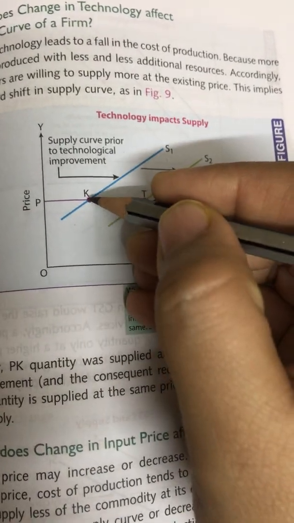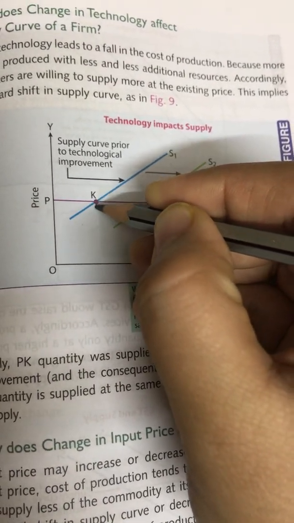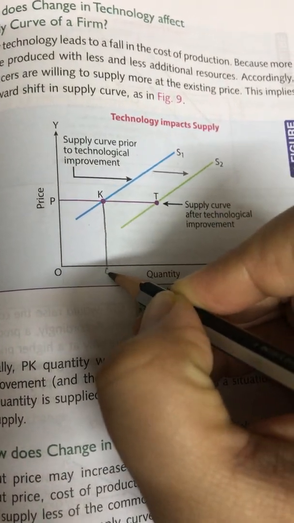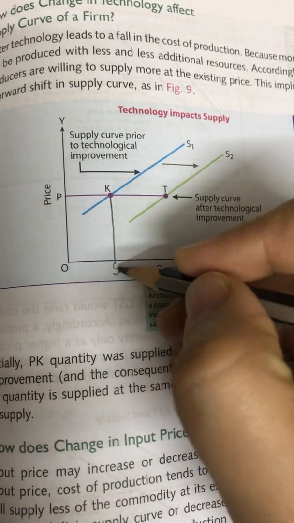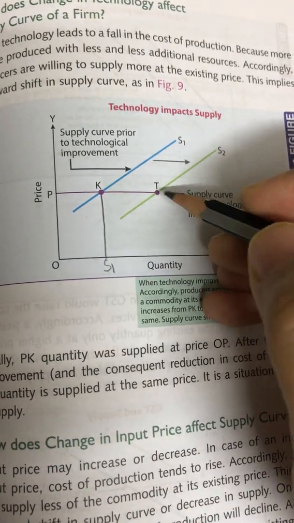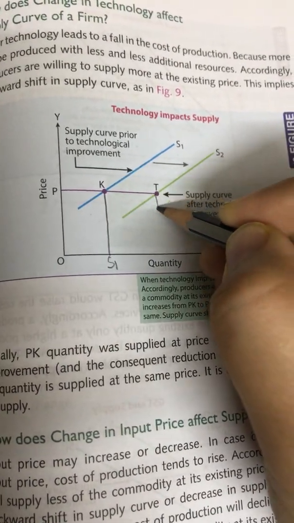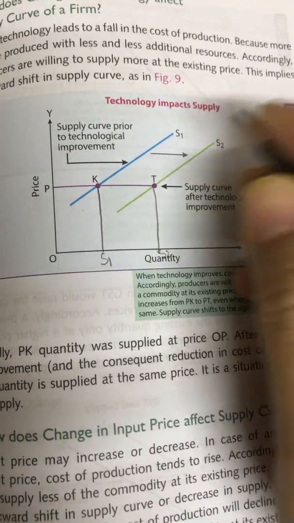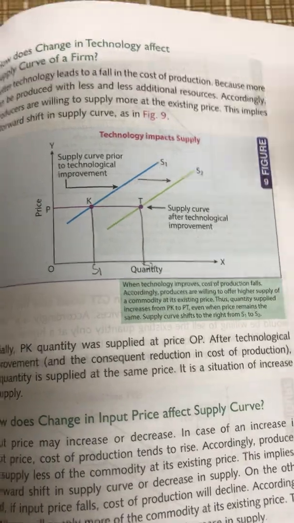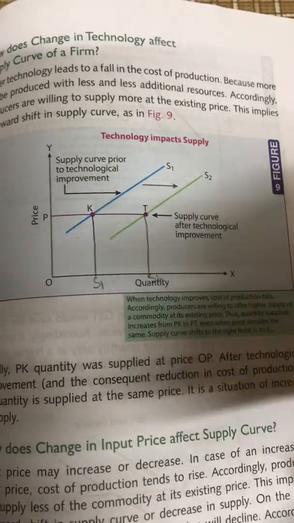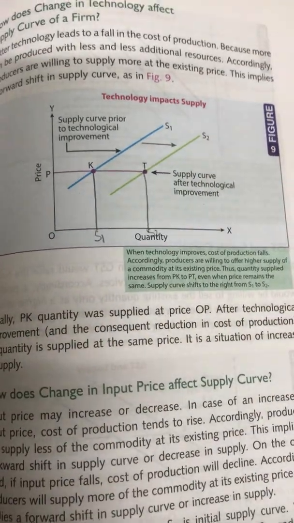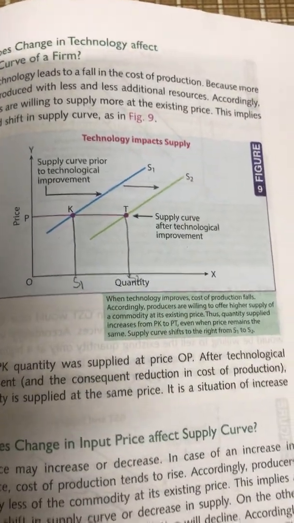As you can see, if you draw a corresponding line, children, before your supply was this much, you can name it as OS1, and now it is OS2 because there is an improvement in technology. So if the technology improves, you as a producer would be willing to supply more at the existing price because your cost of production is going to go down.